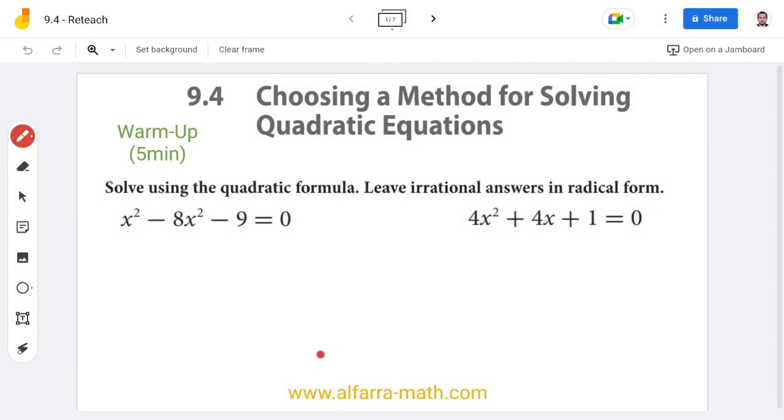Today we're going to learn about 9.4, choosing a method for solving quadratic equations. You can find all lessons on my website.